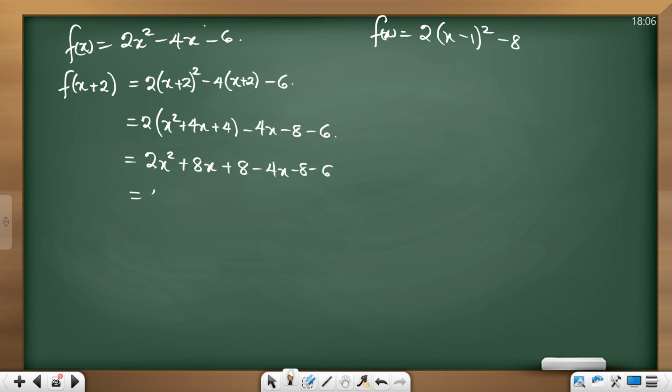All right, let's simplify. 8x minus 4x, and 8 minus 8 minus 6. It's minus 6 because it's 0. With that, it looks as if they are the same, but they are not.